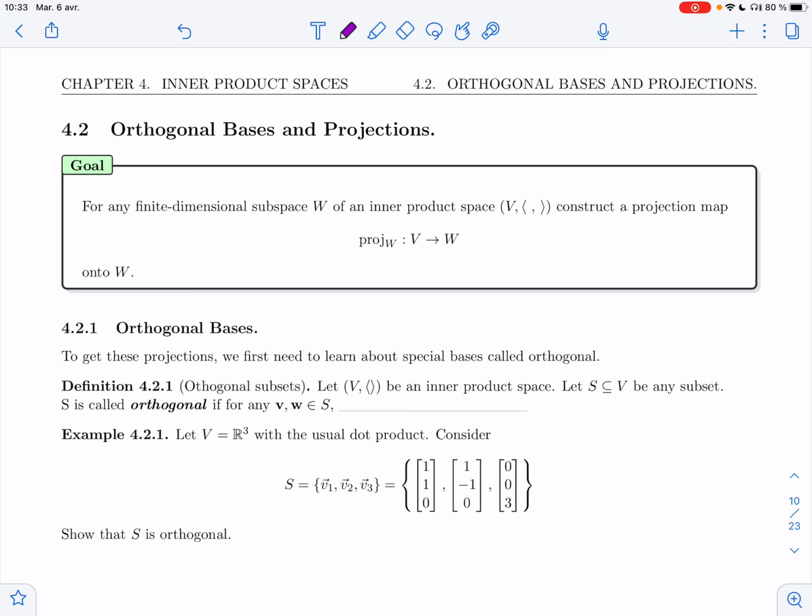Welcome back. In section 4.2, we'll be looking at orthogonal bases and projection. Our goal is to define, for any finite dimensional subspace W of an inner product space V, a projection map from V to W onto W. All right, so we're after projections like we had projections in Rn.